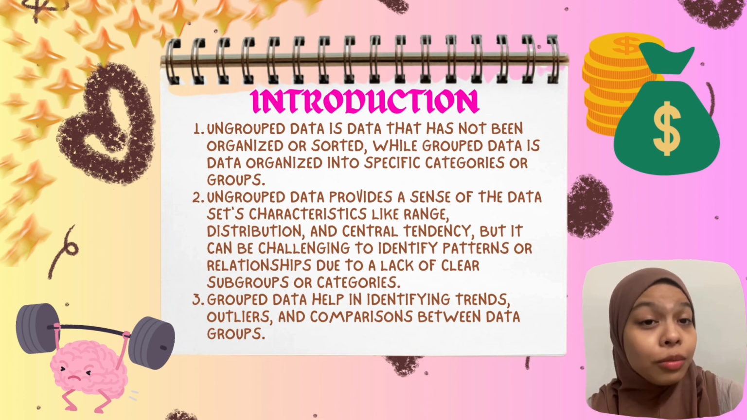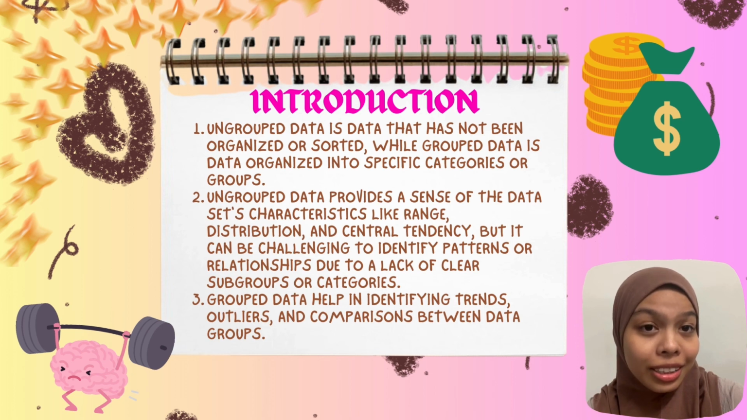Ungrouped data provides a set of characteristics such as range, distribution, and central tendency. But it can be challenging to identify patterns or relationships with a lack of clear subgroups or categories. Group data helps identify trends, outliers, and comparisons between data groups.